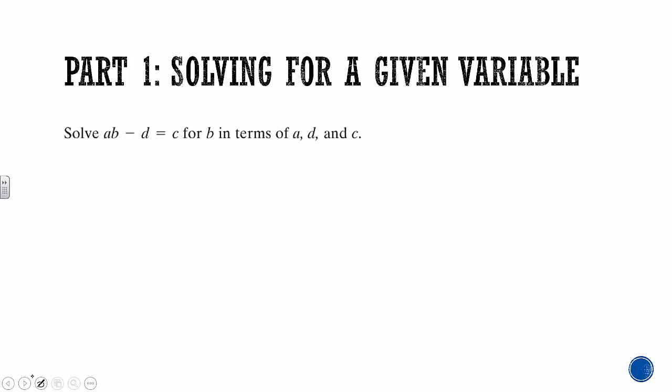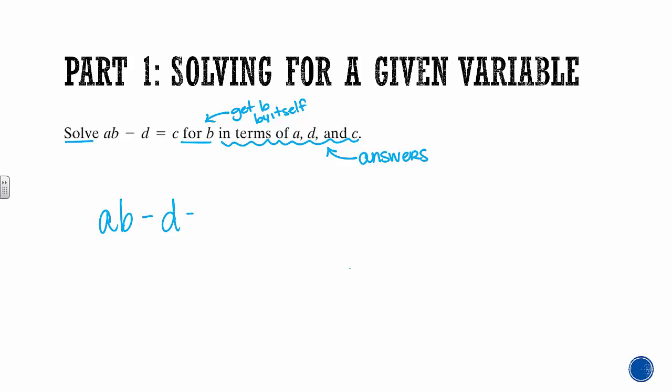So let's do another one. This time we're going to solve a times b minus d equals c for b in terms of a, d, and c. When we see solve for b, this means get b by itself. And in terms of a, d, and c means our answer is going to have those in it. Remember, we won't be able to get an answer like 6 out, but we'll have b equals something about a, d, and c.